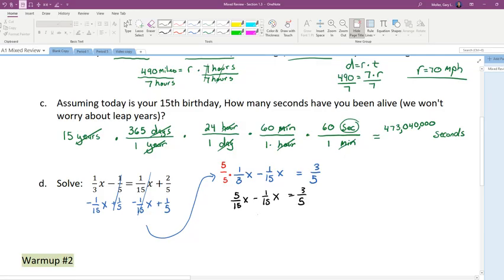And now I can combine those. 5 minus 1 is 4/15 x equals 3/5. Next up, I need to get rid of that 4/15, and I'm really hoping we're all on the same page at this point. I'm going to accomplish that very easily by multiplying by 15/4.